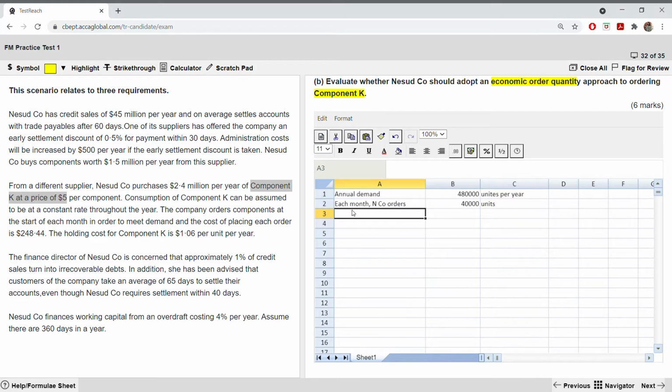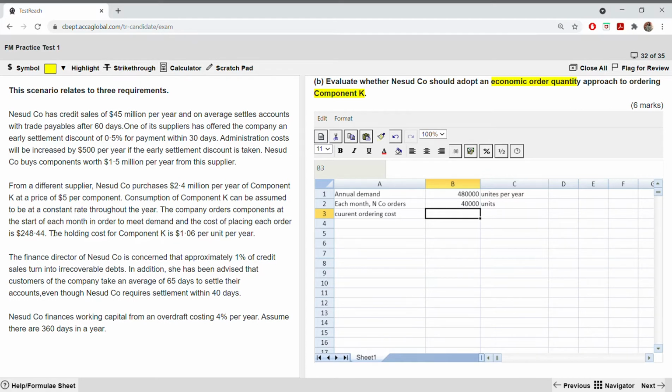Next, current ordering cost. What is the current ordering cost? My spelling might be wrong, but never mind. But you don't make this mistake in the exam. If you see the current ordering cost here, the company orders component at the start of each month. That's why we found it for the month.